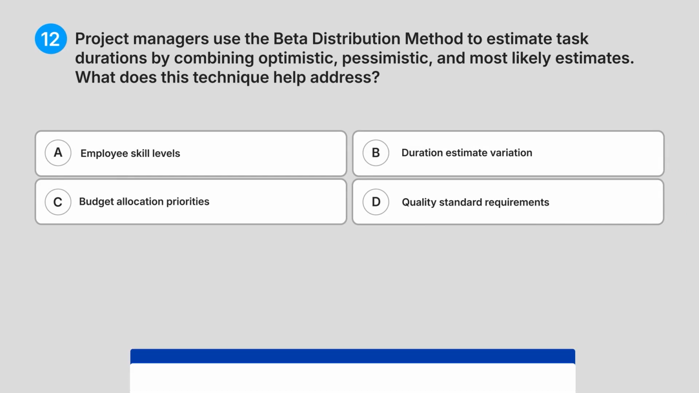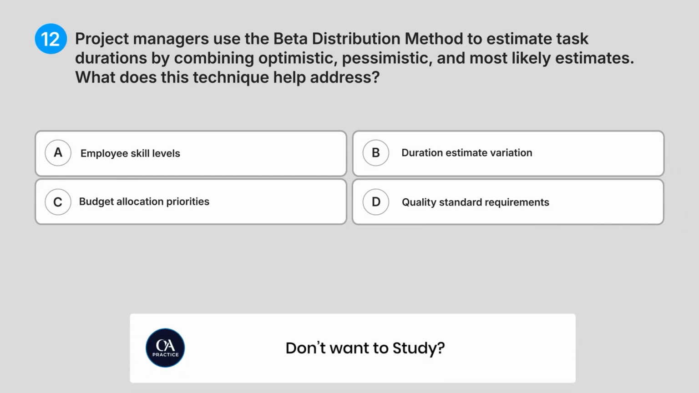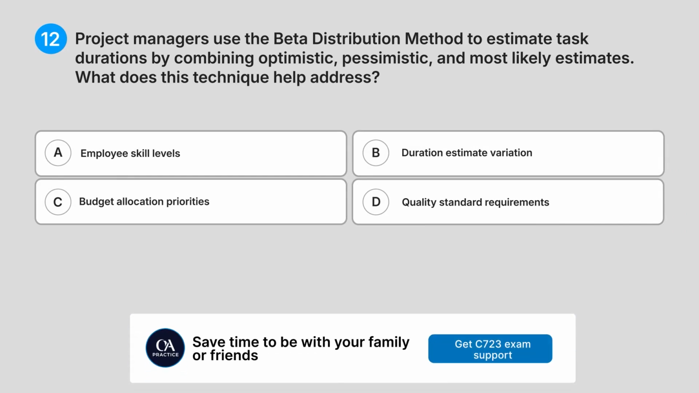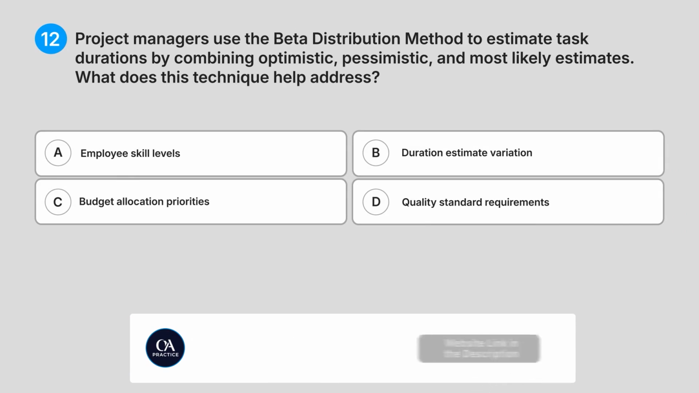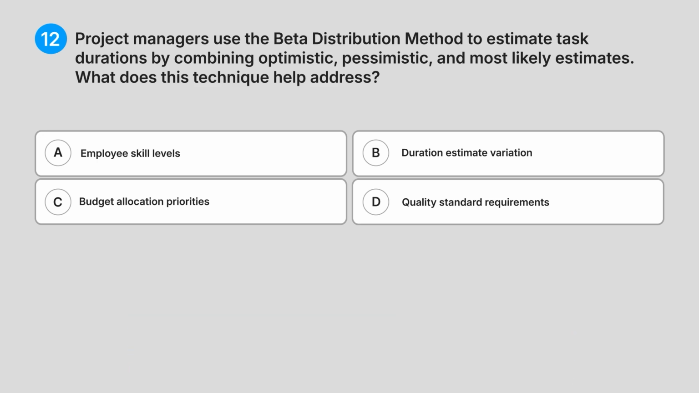12. Project managers use the beta distribution method to estimate task durations by combining optimistic, pessimistic, and most likely estimates. What does this technique help address? A. Employee skill levels. B. Duration estimate variation. C. Budget allocation priorities. D. Quality standard requirements.